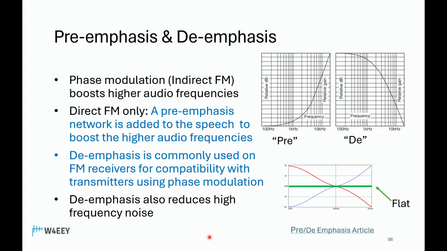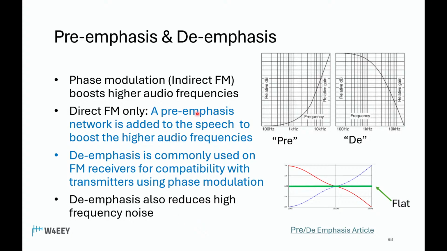De-emphasis also reduces high frequency noise. When FM broadcast first got started, it was known to be a very quiet medium. Classical music was a really big deal back at that time, and to be able to hear classical music without noise in the background was a major selling feature for FM. So it's also used in broadcast audio.